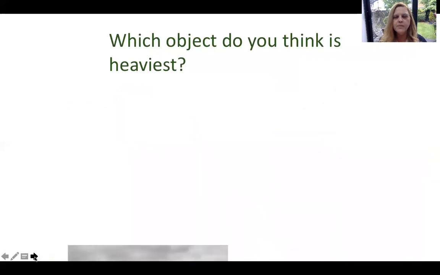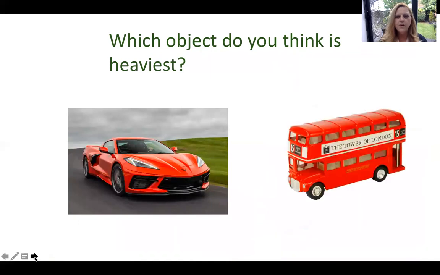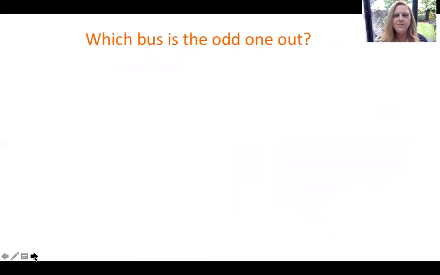But look at these. We've got a very smart racing car. I think that might be my car. And we've got a bus. Oh, a bus is much bigger than a car, so a bus must be heavier than a car. But if you look at them, the car is a real car and the bus is a toy bus. So which one do you think is heavier? I think it's the racing car.